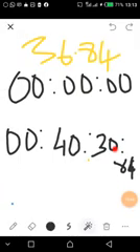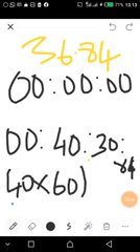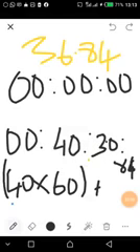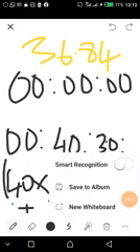So kama inakaa hivi the stopwatch, then utasema 40 convert to seconds times 60, utasema hivyo, then you get that one in seconds. And then the 30 utasema plus 30, and then plus 84 divided by 100. Ndio utakuwa na convert hiyo to seconds. 84 divided by 100, like that.